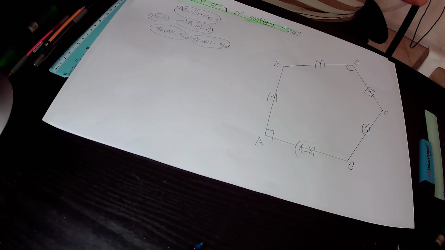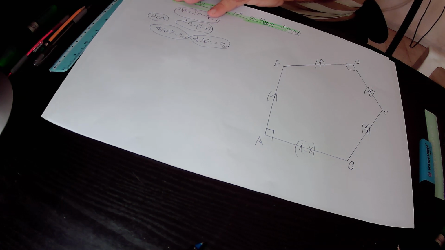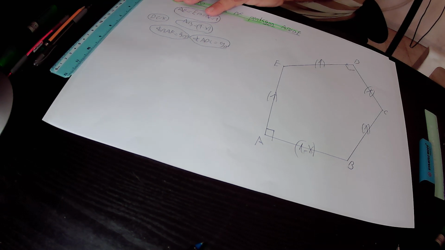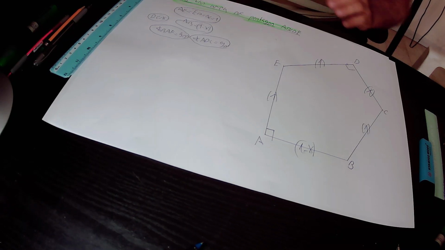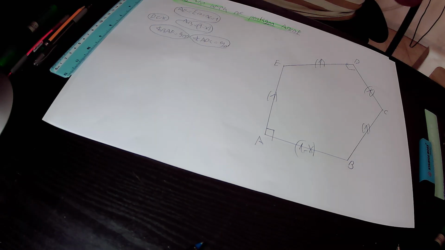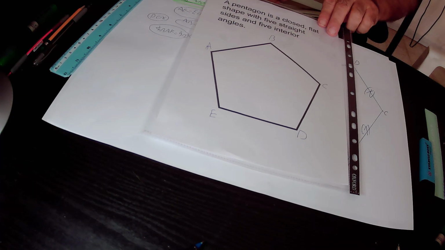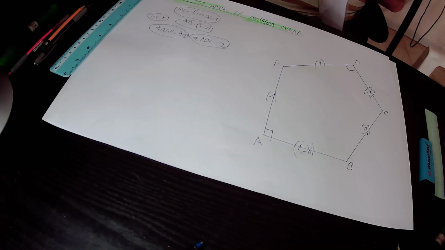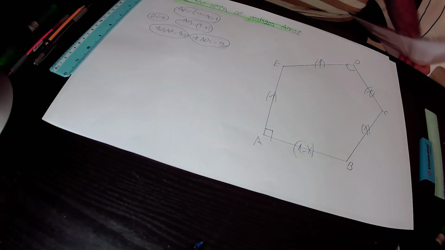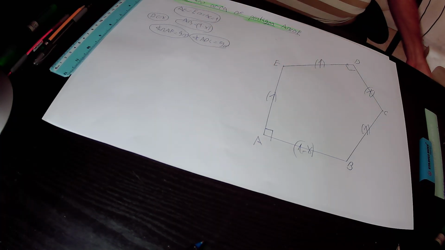So what is a pentagon? A pentagon is a flat closed shape with 5 straight sides and 5 interior angles. This is pentagon ABCDE. Consider it has 5 sides, 1, 2, 3, 4, 5, and 5 interior angles. Okay. So in the drawing we have pentagon ABCDE.